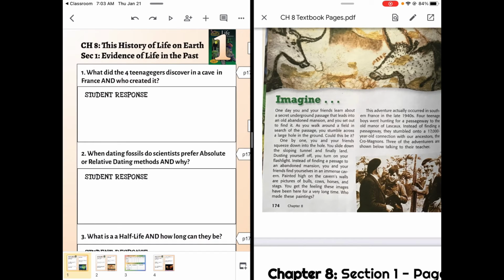Question 1. Teenagers were actually just breaking and entering into a mansion. They thought a cave would let them sneak in. And in the cave, they found something else. So you need to describe what they found and who created it.